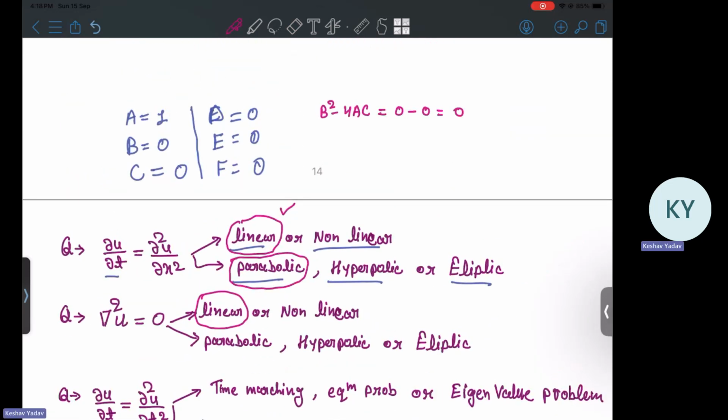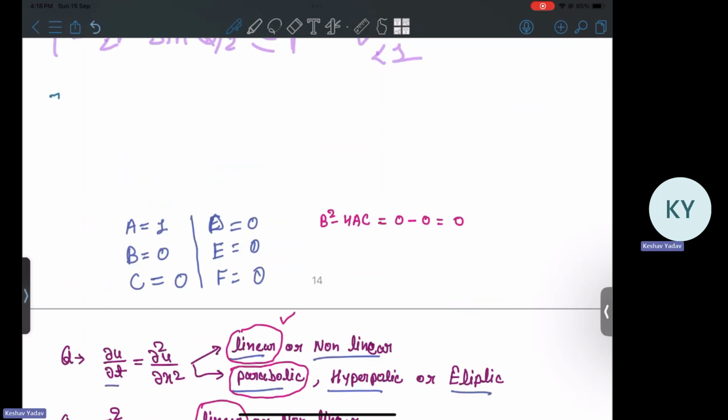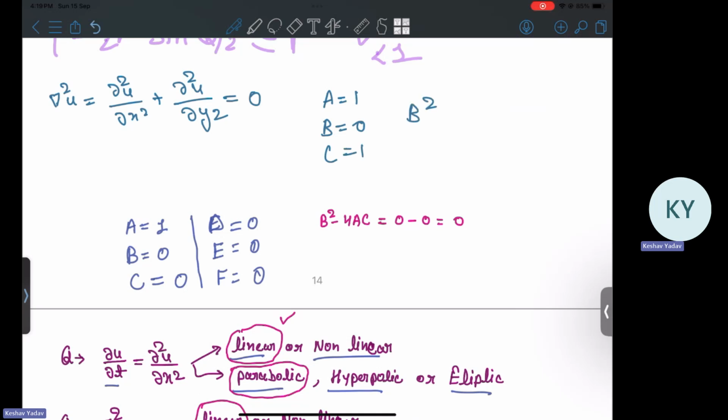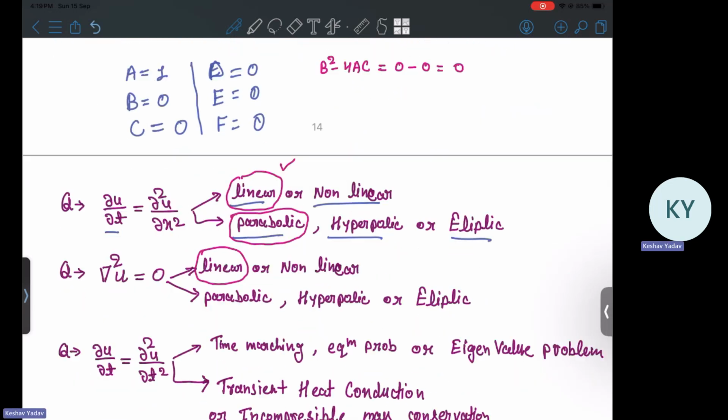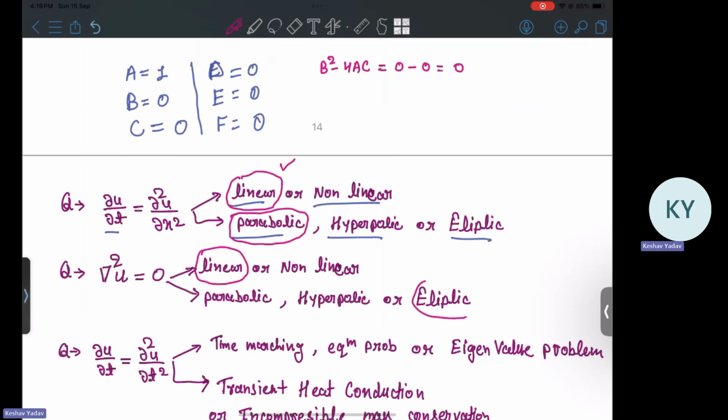And if I expand this equation, del 2 u upon del x square plus del 2 u upon del y square will be equal to 0. So here A is equal to 1, B equal to 0, C equal to 1. So B square minus 4AC will lead to minus 4. Means negative. Means this equation is elliptic and linear.